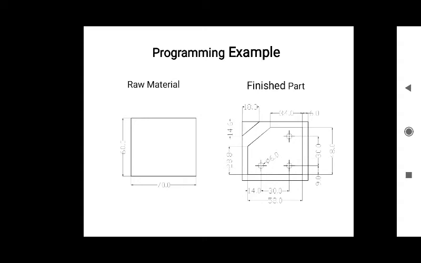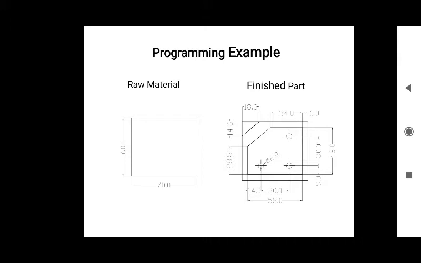Hello everyone, today we are going to see one more example of CNC part programming. In the last lecture we saw CNC part programming for the turning operation. Now here you can see the raw material. It is a plate having 65-70 mm thickness, which is the raw material on the left side, and the right side is the finished product. This is what we want.